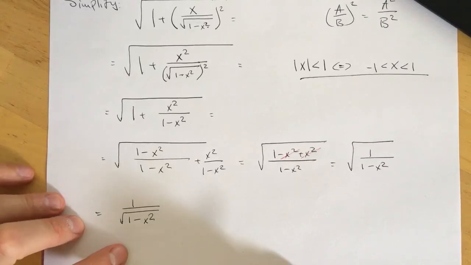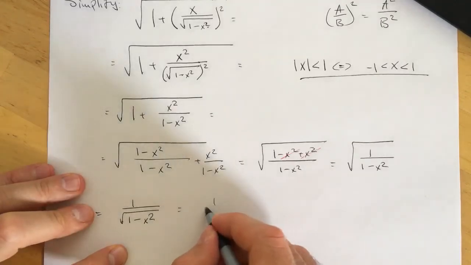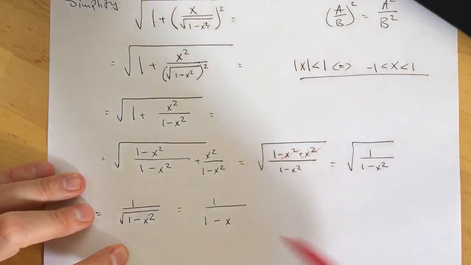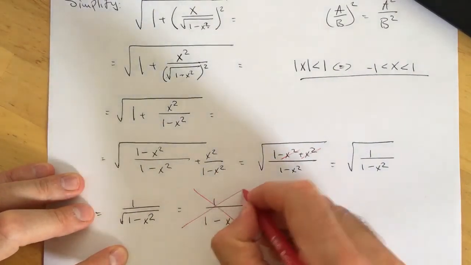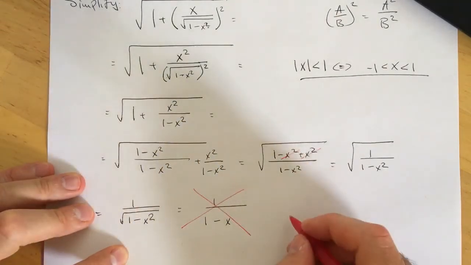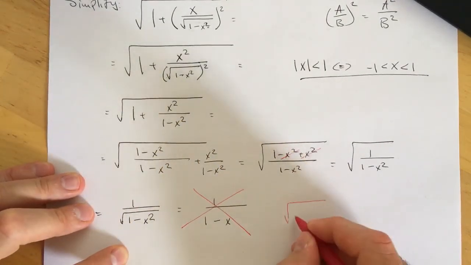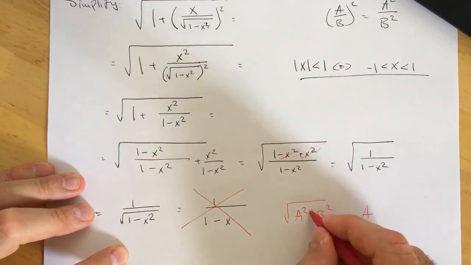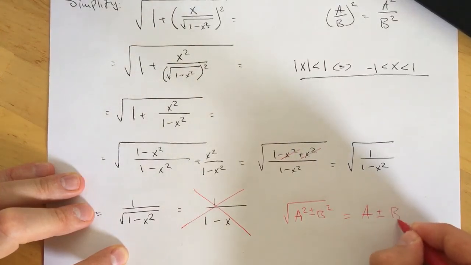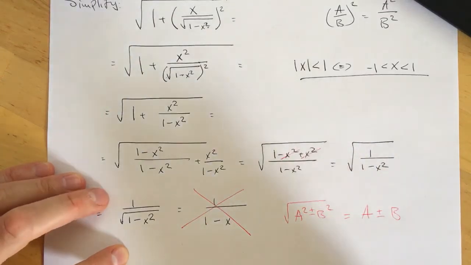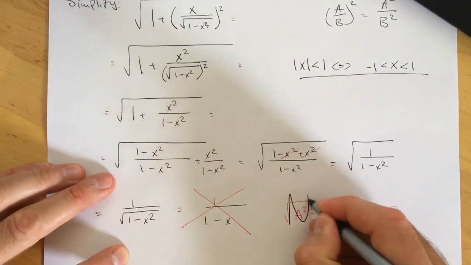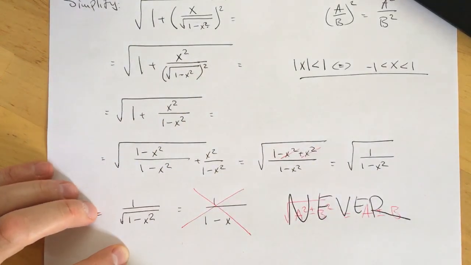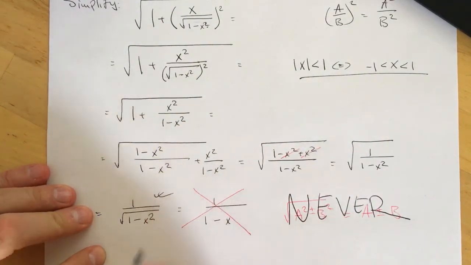Okay, please don't make the following mistake. This is not equal, so never get trapped in thinking that the square root of a squared minus b squared is equal to, as a matter of fact, plus or minus b. Okay, please never make that mistake. Okay, so this is the right answer.